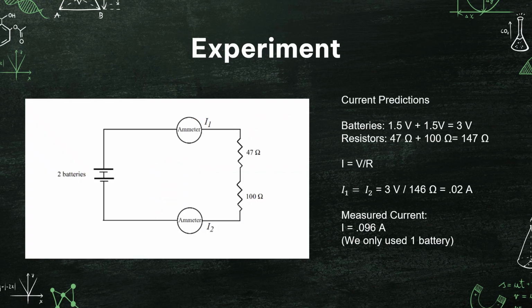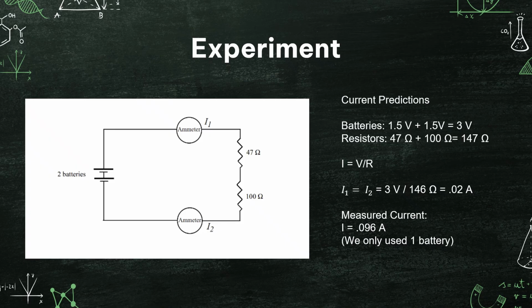Now, for the first experiment we were tasked with doing, we had to create this circuit shown on the left with the two batteries, the ammeters, and the two resistors as well. And then predicting what the current's going to be is seen on the right as you find the voltage of the batteries, which are going to be 3 when they're added together, as well as the resistance of the resistors, which is 147 ohms.